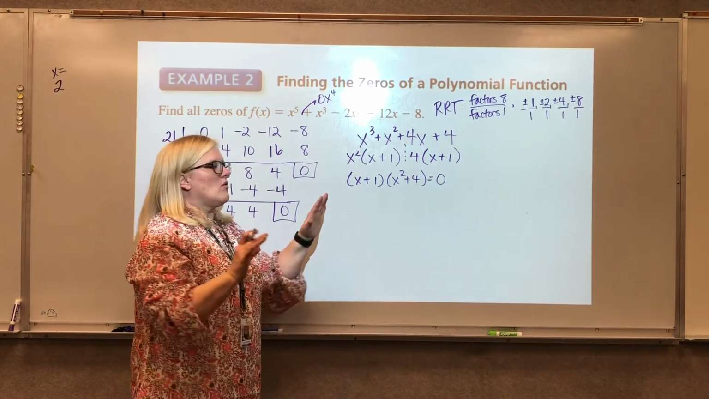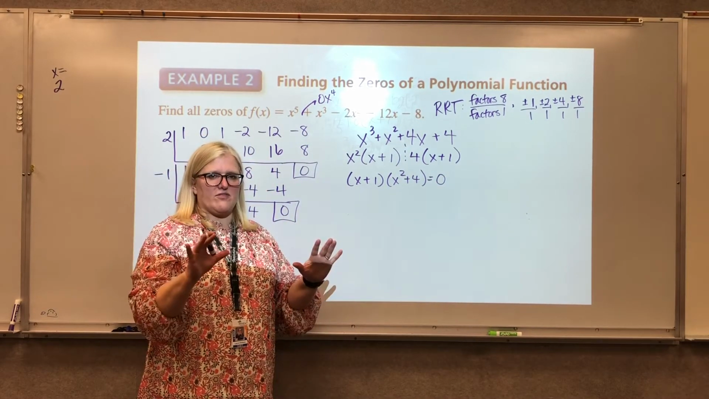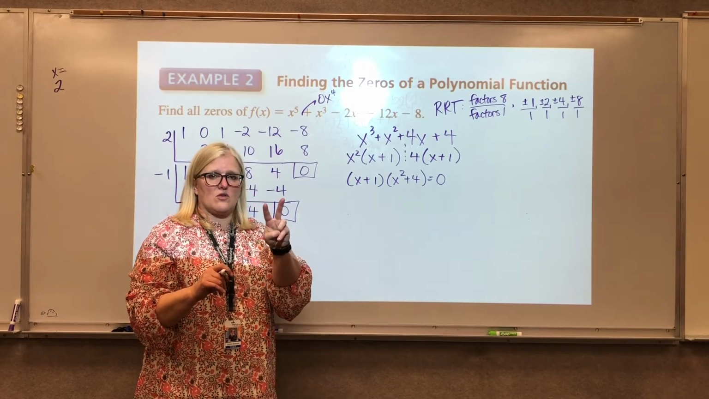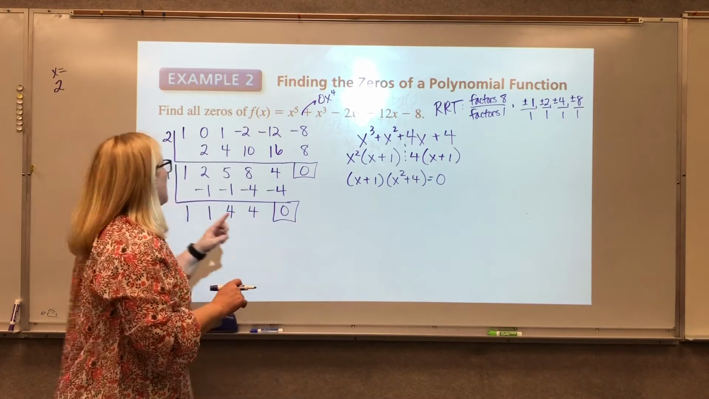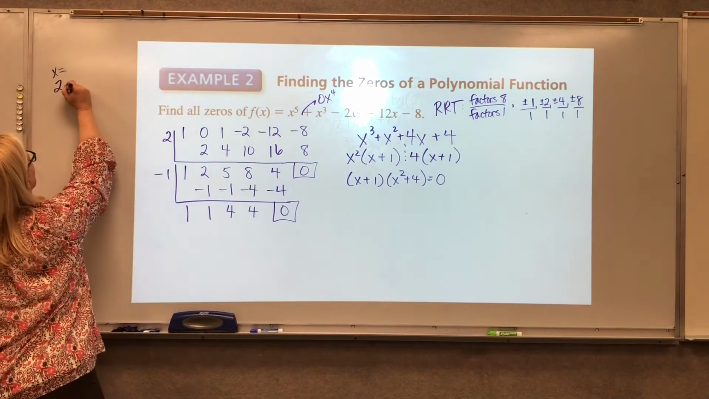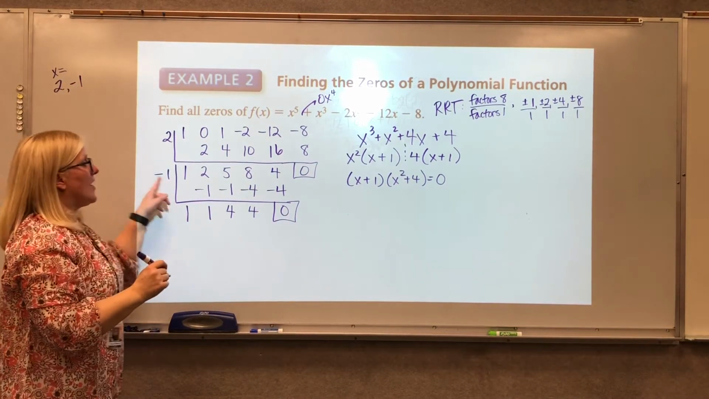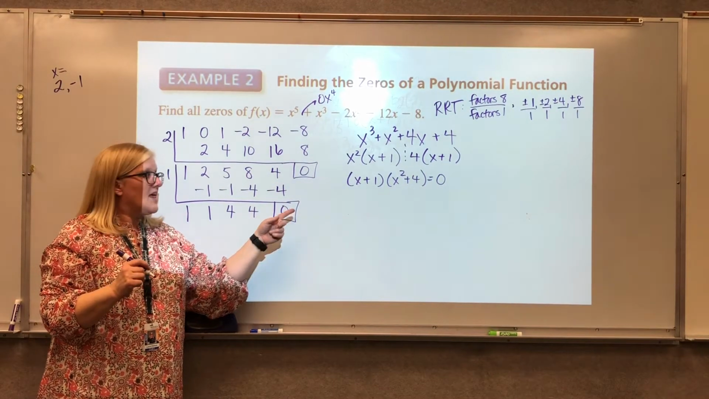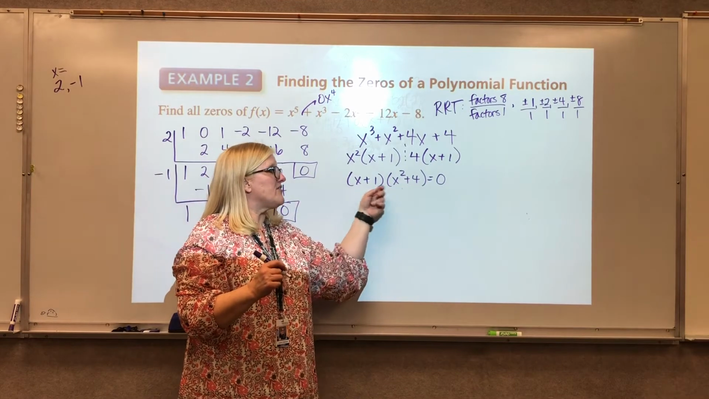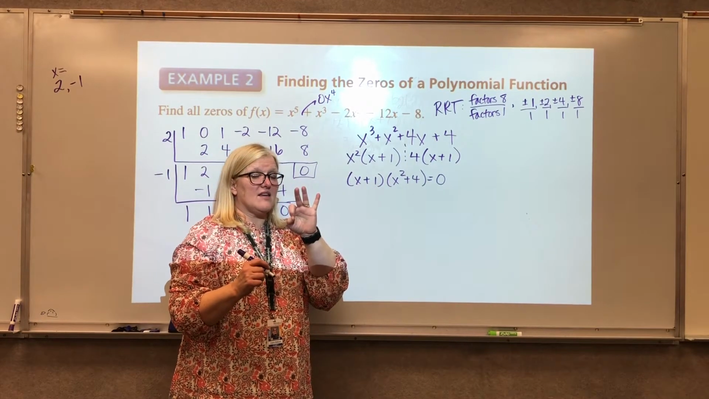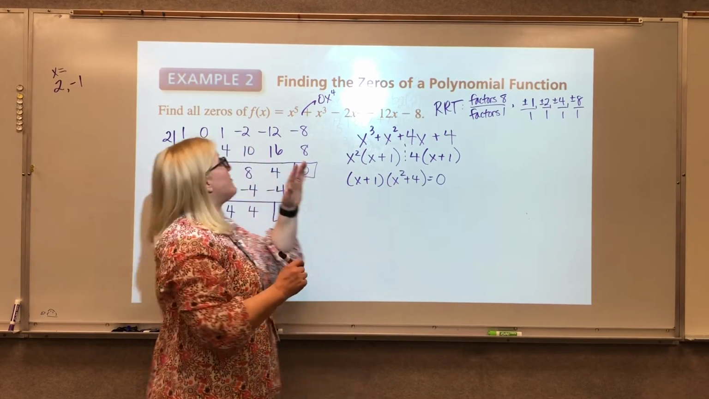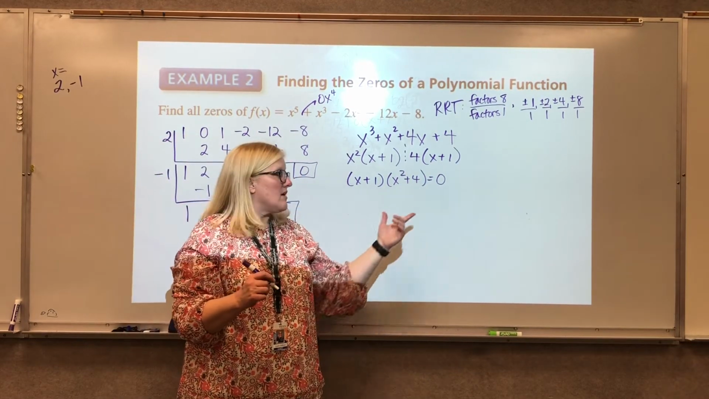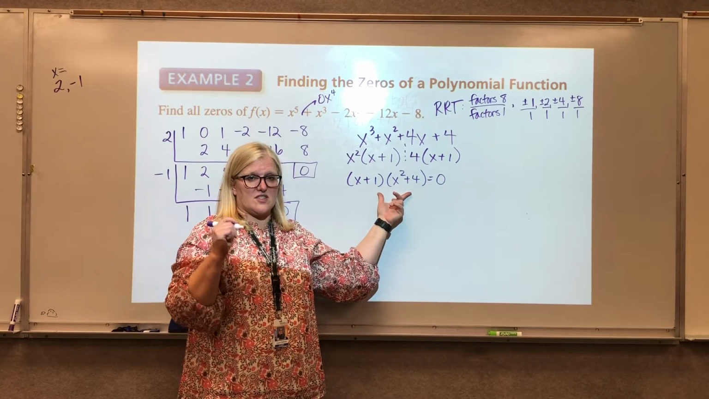So right now, let's just take a break for just a second. Right now, I know 2 of my zeros. I have 2 solutions. One of them is 2, and one of them is negative 1. And I know this because I got zeros as remainders. Now I'm coming here, and I'm going to find the last 3, okay, because there's a total of 5, right? There's a total of 5. I'm going to find the last 3 with factoring here instead of synthetic division.